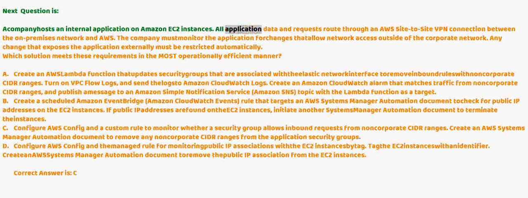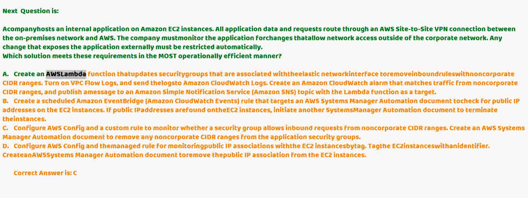Next question is: A company hosts an internal application on Amazon EC2 instances. All application data and requests route through an AWS site-to-site VPN connection between the on-premises network and AWS. The company must monitor the application for changes that allow network access outside of the corporate network. Any change that exposes the application externally must be restricted automatically. Which solution meets these requirements in the most operationally efficient manner?